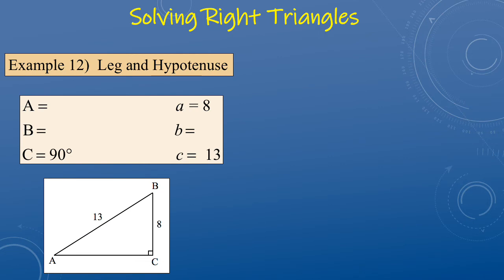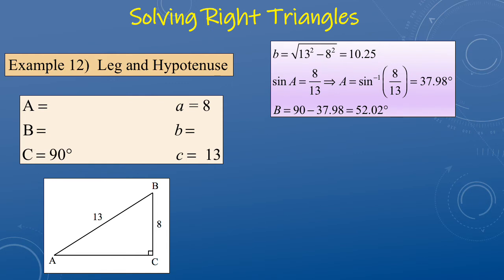Example 12 is slightly different. We have a leg and the hypotenuse. This means other than the 90 degrees, we do not have any angles. The picture is drawn somewhat to scale. Since we do not have the angles, we cannot use trig functions to find the missing side.